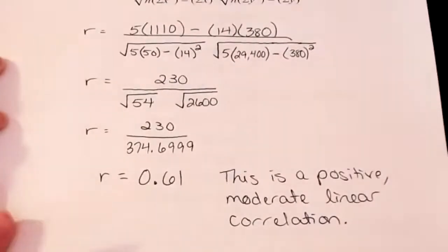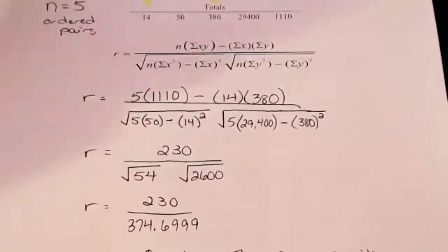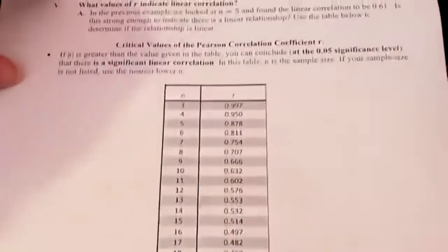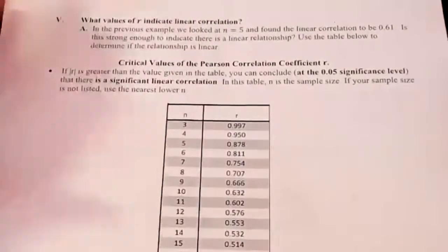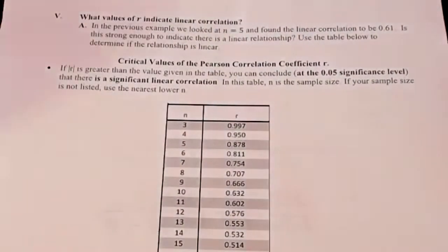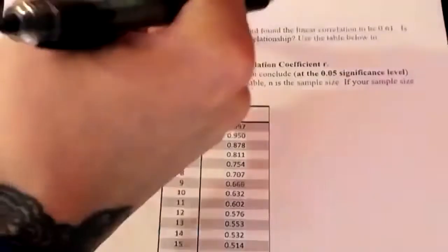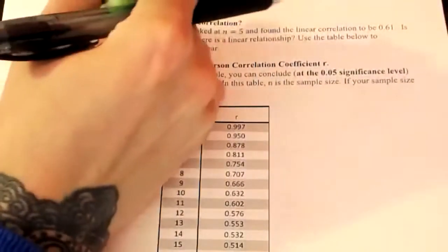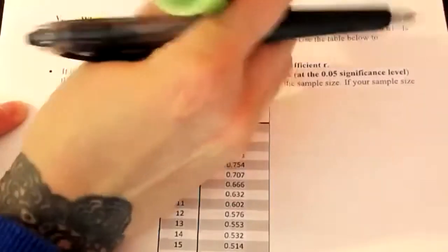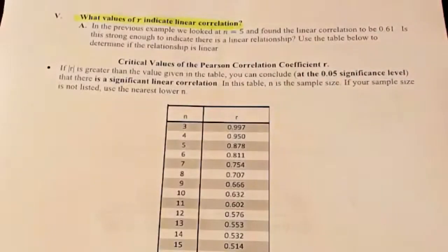So we calculated our coefficient as 0.61, and according to our table, we were able to confidently say this is a positive moderate linear correlation. So let's turn the page, and I'm going to introduce you to the idea of determining whether or not the R value indicates a linear correlation. This is really important to note. We have to decide, is it actually indicating a linear correlation?